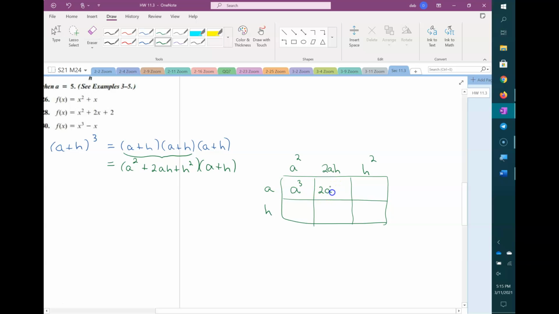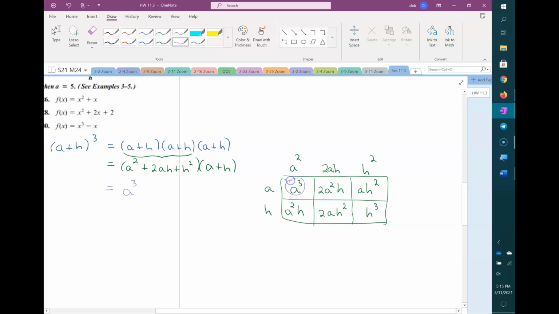A times 2ah is 2a squared h. Then I'll have an ah squared. And then if you put them in alphabetical order, it's easier to find like terms. So I'm going to have a squared h, and then 2ah squared, and h cubed. So the nice thing about this method is the like terms are close together geographically.